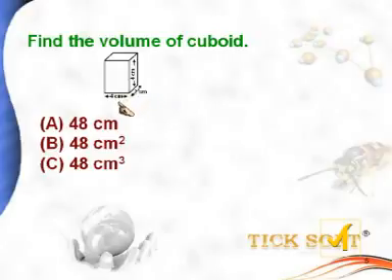So what you have to do is multiply all these values. 4 into 2 into 4. That will give you 48. They have given 48 in all these answers, but now we have to see the unit. So what is the unit for the volume of a cuboid? Centimeter cube. So 48 centimeter cube is the answer.